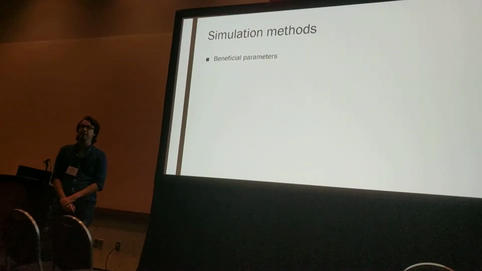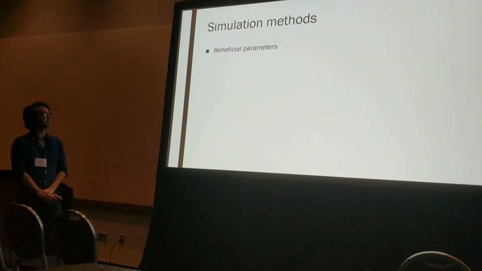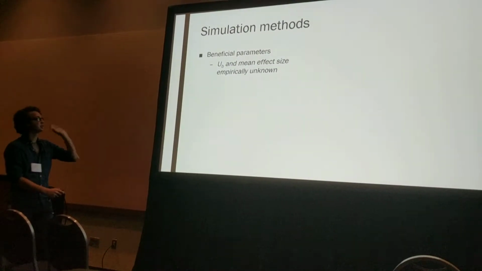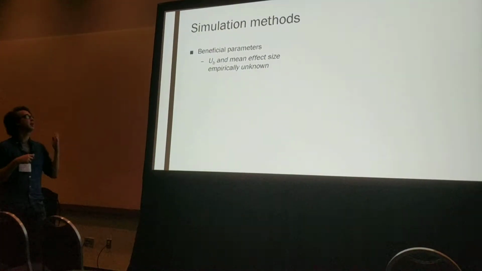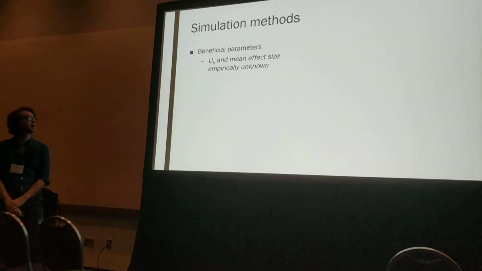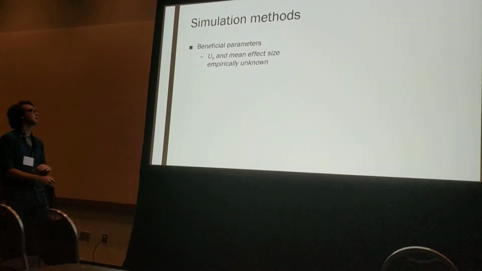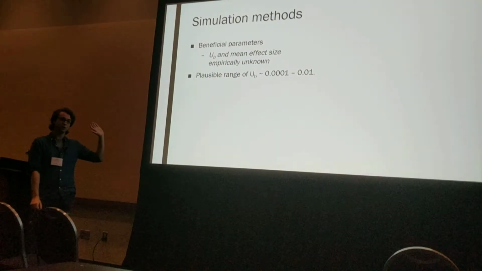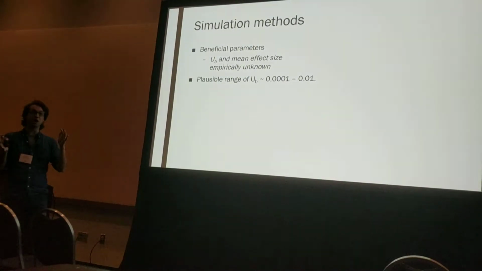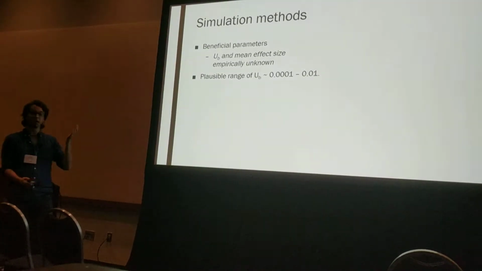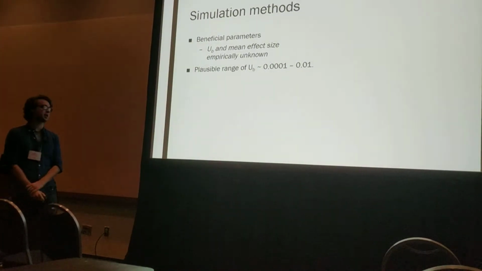And then the important thing here is beneficial mutations to balance this out. The problem with parameterizing beneficial mutations is that empirically, for humans or for most things, the genome-wide beneficial mutation rate and the mean effect size of beneficial mutations is just really completely unknown. So instead what I'm going to do is simulate across a wide range that I consider to be roughly plausible, and then we'll see if in that plausible range beneficial mutations can effectively prevent us from dying.